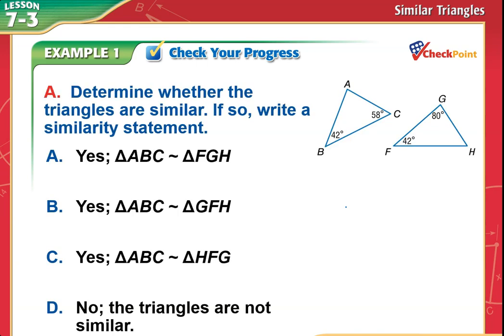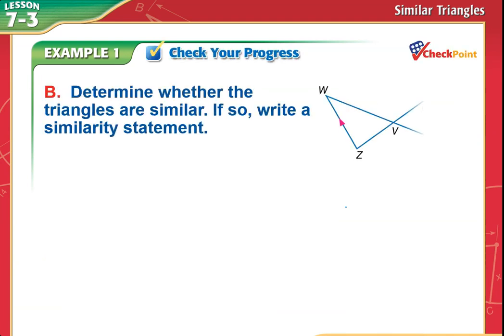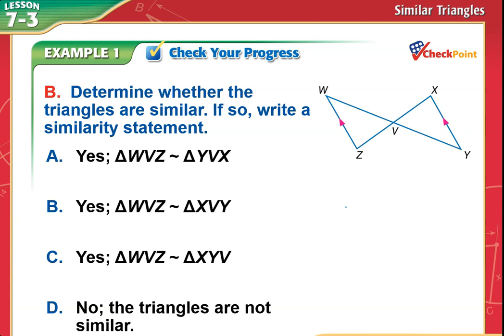Okay, let's check your progress. Go ahead and pause the video and determine whether the triangles are similar. Good. You should have triangle ABC is similar to GFH. And this looks like the exact example as before. Okay, check your progress again. Determine whether the triangles are similar. And you are correct. We have vertical angles. We also have the alternate interior angles again.